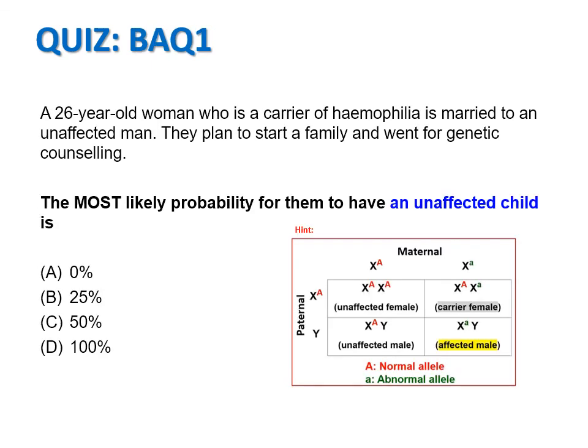A 26-year-old woman who is a carrier of hemophilia is married to an unaffected man. They plan to start a family and went for genetic counseling. The most likely probability for them to have an unaffected child is, based on this diagram, the answer is 50%.